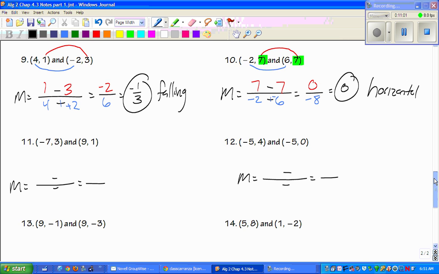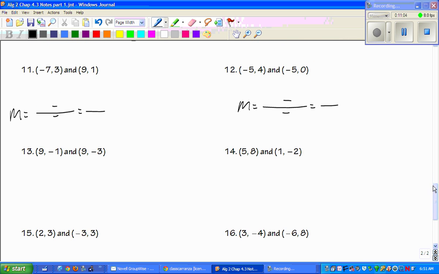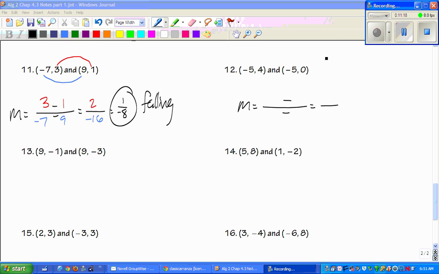Okay, well, why don't you guys try number 11. Let's put the points on it together. So 3 minus 1 and negative 7 and 9. So let's pause the video and see how you guys do. Okay, so you should have gotten 1 over negative 8, and that is a falling slope. Just remember, always reduce. All right, number 12, all on your own. Let's pause the video, see how good you guys are.